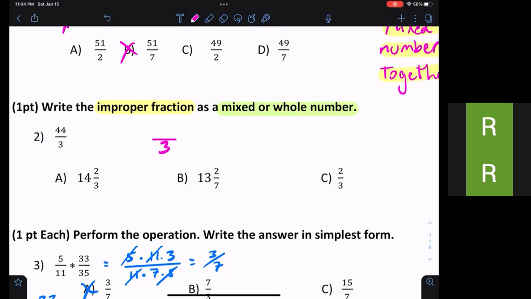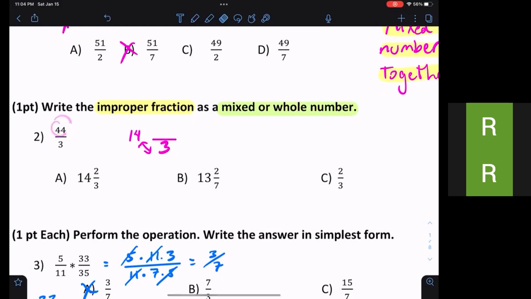So basically you need to multiply this by 14, right? Because 14 times 3 is 42, right? So that's as close as you can get to 44. And then since these two you multiply, you remember, in reality we're just computing the numerator, right?